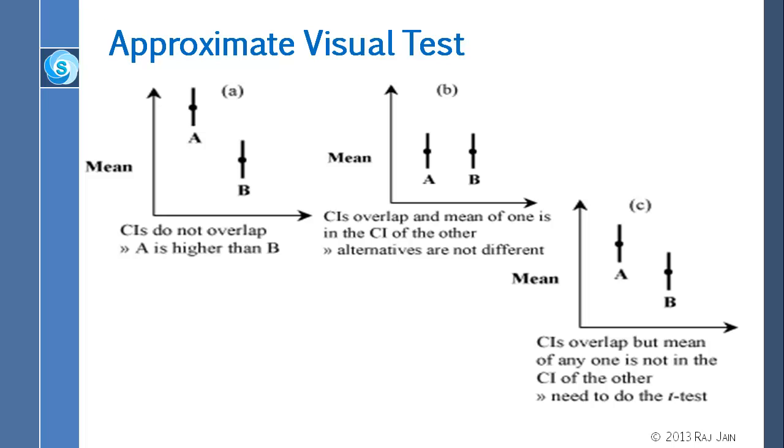Even though the means are not the same, the confidence intervals are overlapping so much that the mean of one is in the confidence interval of the other. If that is the case, then the systems are not different. So now, can you do this visual test?